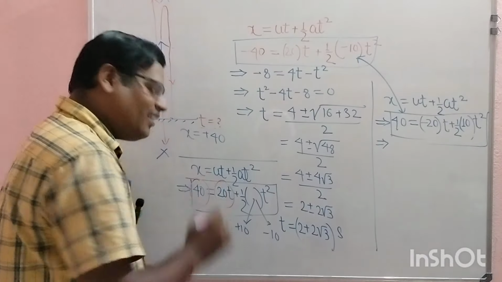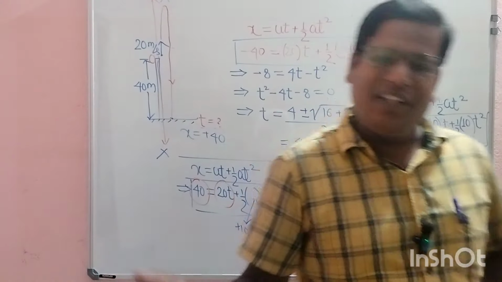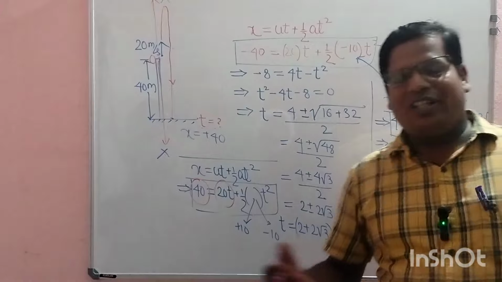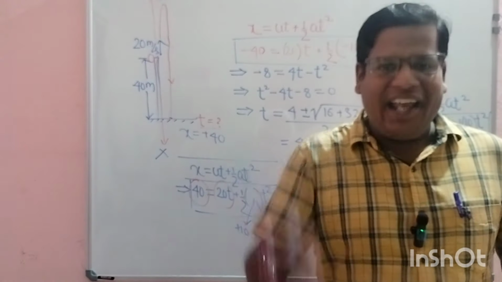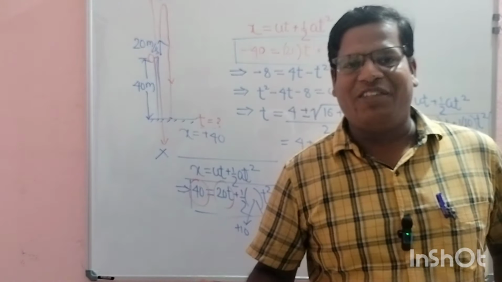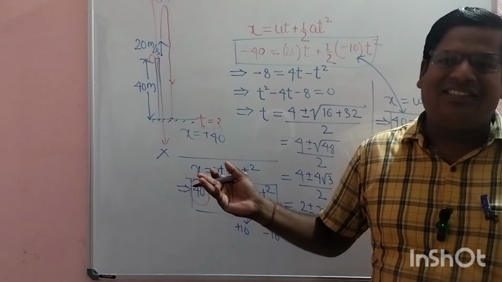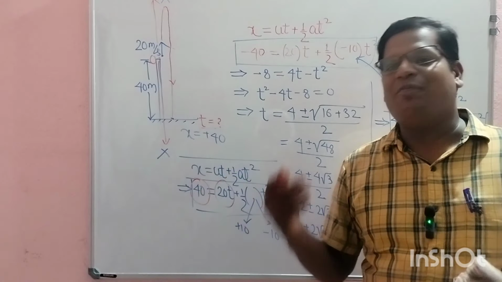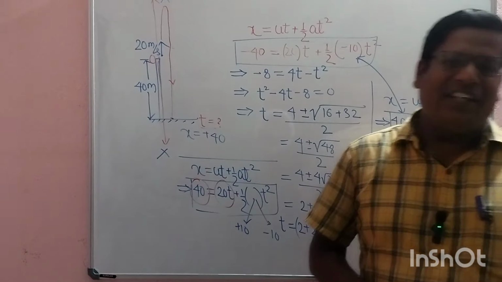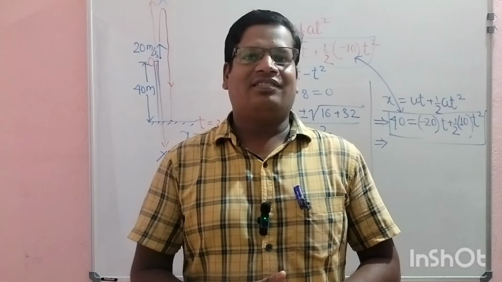It's not that x you can put the way you want, u you can put the way you want, and only while putting a you have to think whether I should put it as positive or negative. It's like x, u, a, everything. All the parameters of the equation have to be put with their sign. Hope you are clear with this misconception.